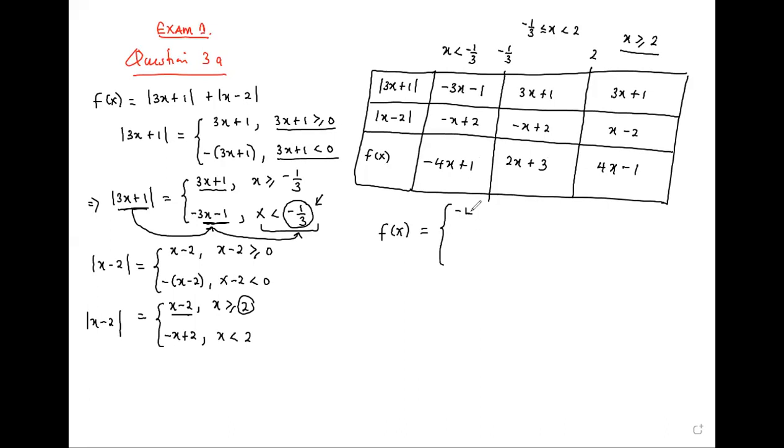It is negative 4x plus 1 when x is less than negative 1 over 3. It is 2x plus 3 when negative 1 over 3 is less or equal to x, which is less than 2. And it is 4x minus 1 when x is greater or equal to 2. We can now sketch this function.